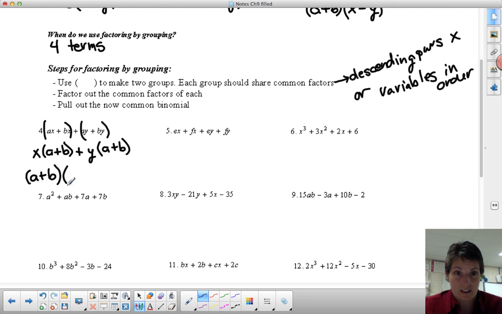And then we start our next quantity, and we put in whatever we factored out first, plus or minus whatever we factored out second. And now we have a product. You try number 5, then come back and check your work.